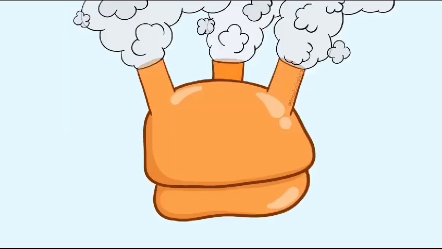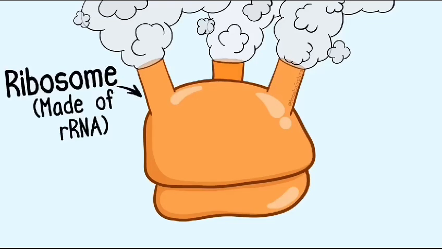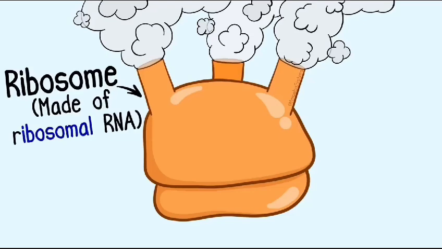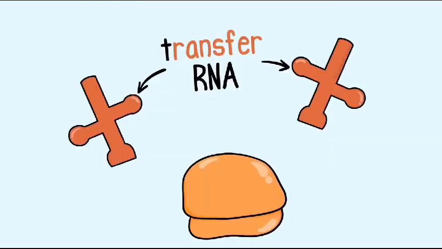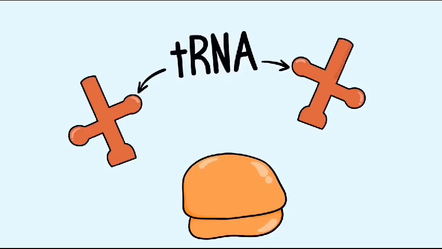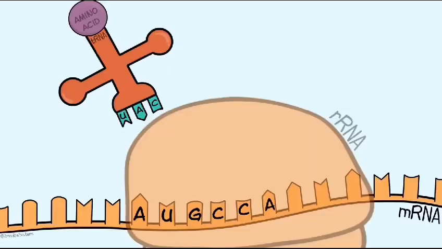Ribosomes make protein, and RNA is actually a major component of ribosomes. This type of RNA is called rRNA, which stands for ribosomal RNA. Finally, we discussed transfer RNA, abbreviated tRNA. Its job is to transfer amino acids to match the correct mRNA codon.